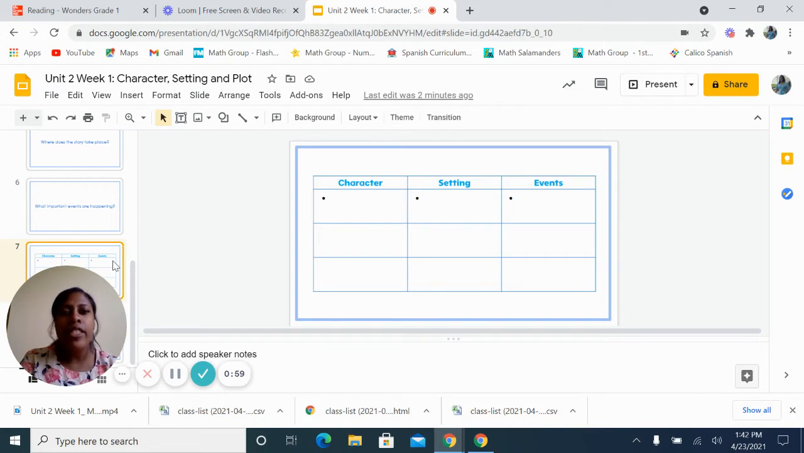During our time together today, we will complete the following chart. This chart has 3 headings: character, setting, and events. Do those words sound familiar to you? If so, that's great. As we read our story today, we will discover who is the main character, where the story takes place, as well as what important events are happening in our story.